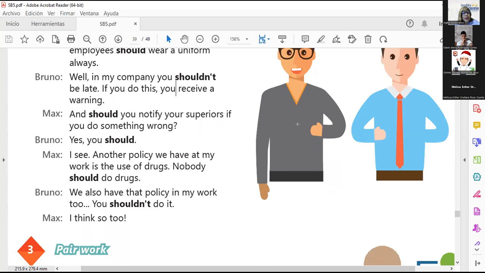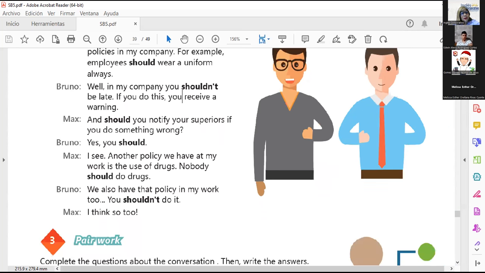Another policy we have at my work is the use of drugs. Nobody should do drugs. We also have that policy in my work too. You shouldn't do this. No, you shouldn't do it. I think so too.